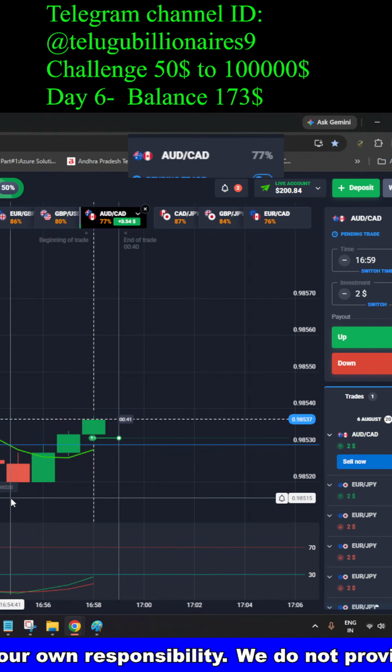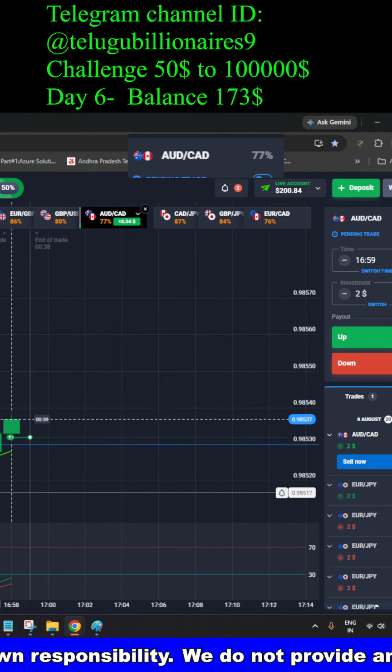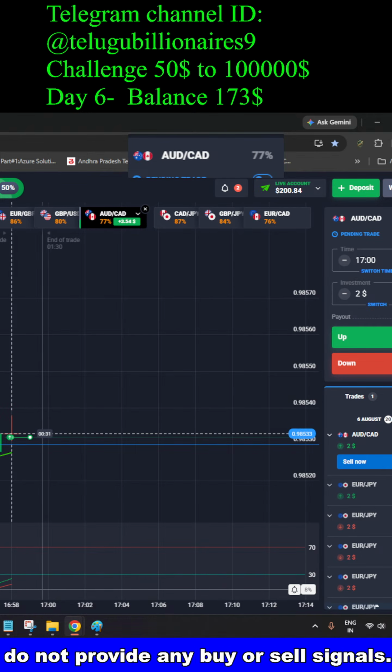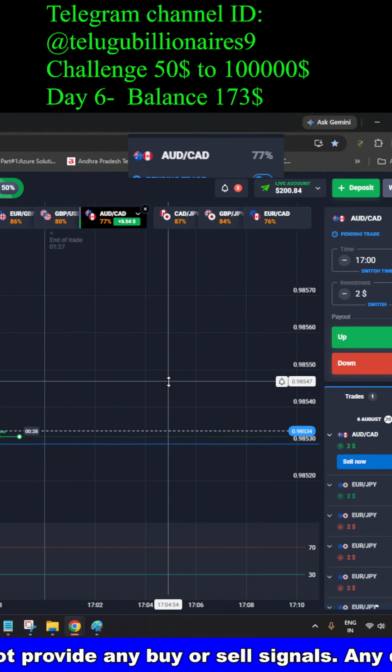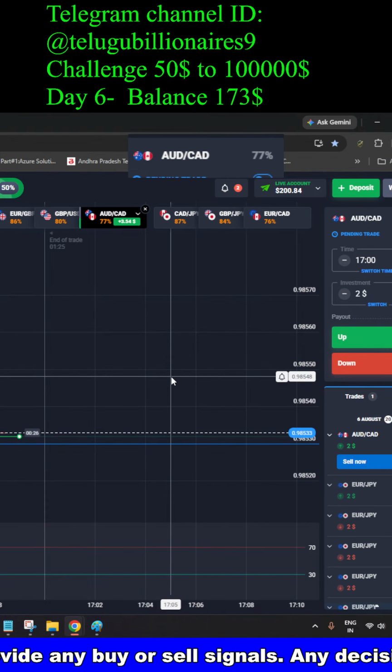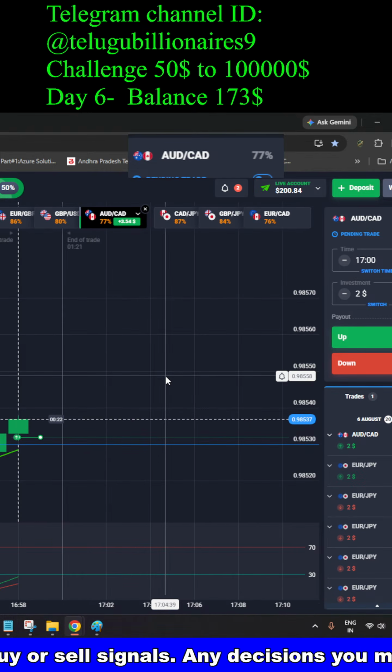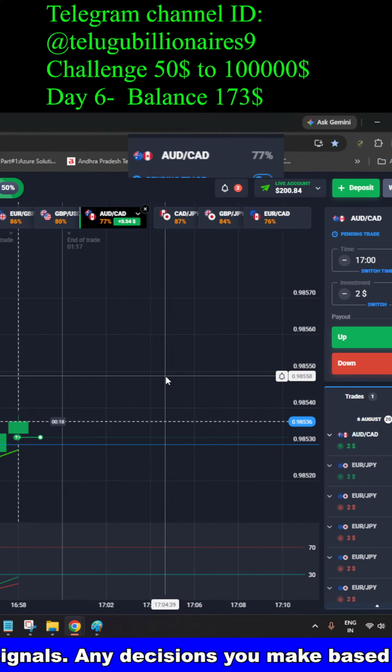Oversold area. In this kind of setup, what I told you, if you want to recover, if you want to take more risk, this is the best place to add more. Oversold area, sellers will not come to the market. Oversold area, sellers are weak. Overbought area, buyers are weak.